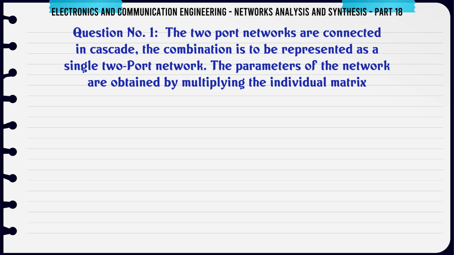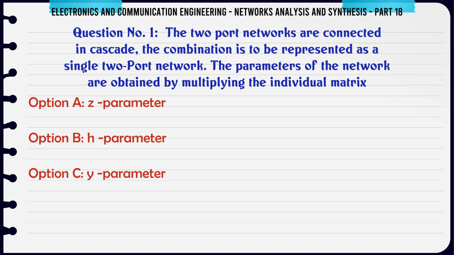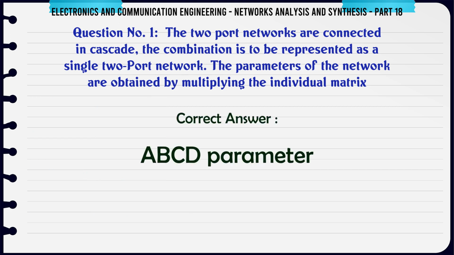The two-port networks are connected in cascade. The combination is to be represented as a single two-port network. The parameters of the network are obtained by multiplying the individual matrices. A. Z parameter, B. H parameter, C. Y parameter, D. ABCD parameter. The correct answer is ABCD parameter.